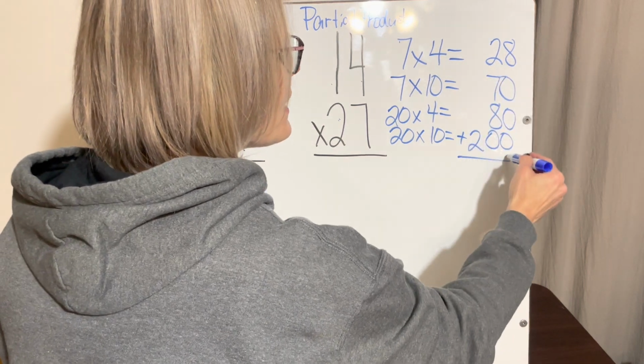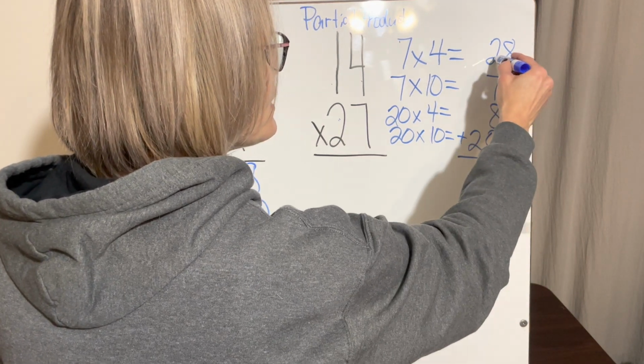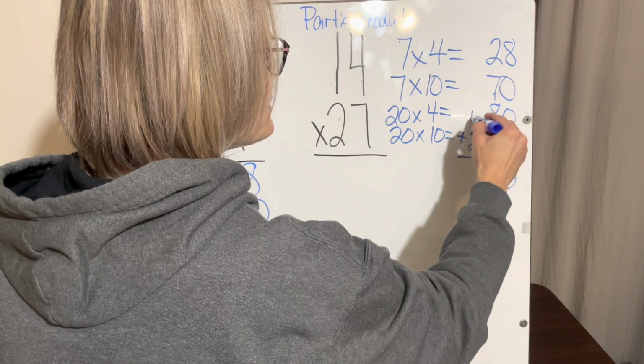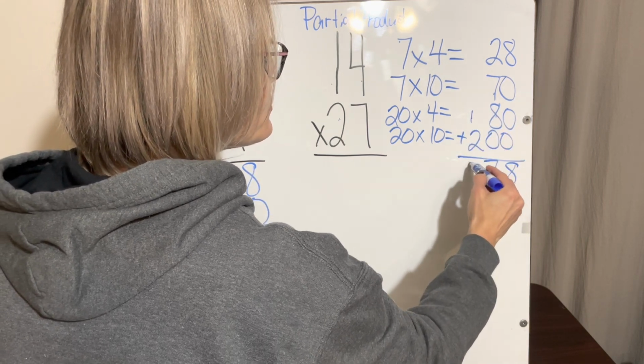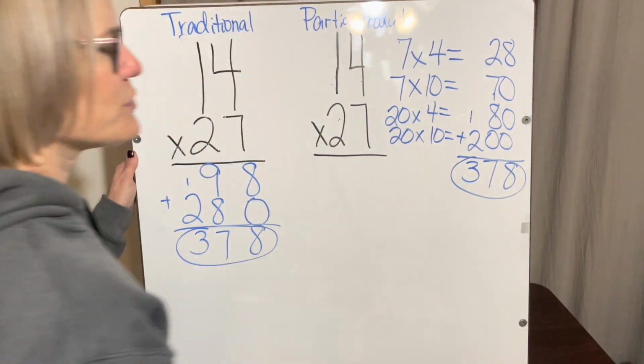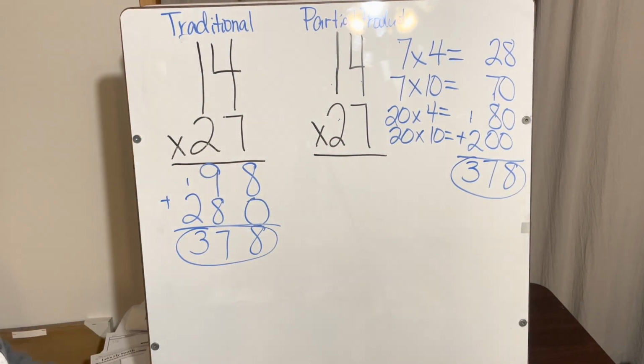Okay, we've got 8, and we add this up. I've got a 10 and 7, which is 17. And then 100 plus 200 is 300. So even though we used a different strategy, we still got the same result.